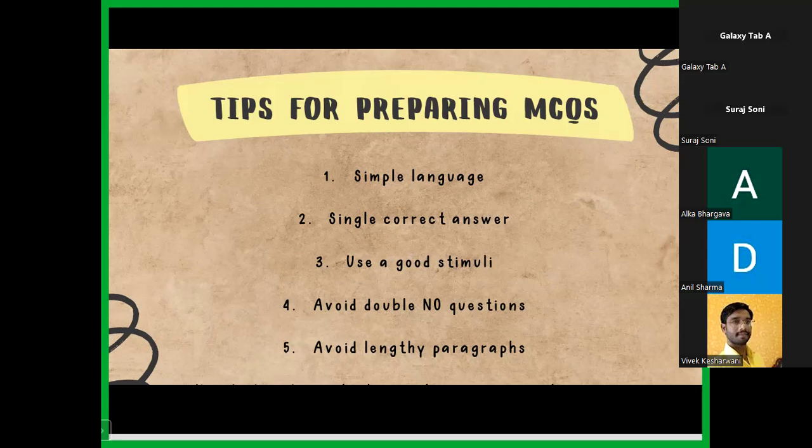If possible, use a good stimulus. And why am I saying if possible? Because in every MCQ, we cannot give a stimulus, right? Now, what is a stimulus? A stimulus is something that makes the child think. It can be an image, it can be a news item, it can be a bar graph, a pie chart, or data, as we have been using. Social science has many things we can use.